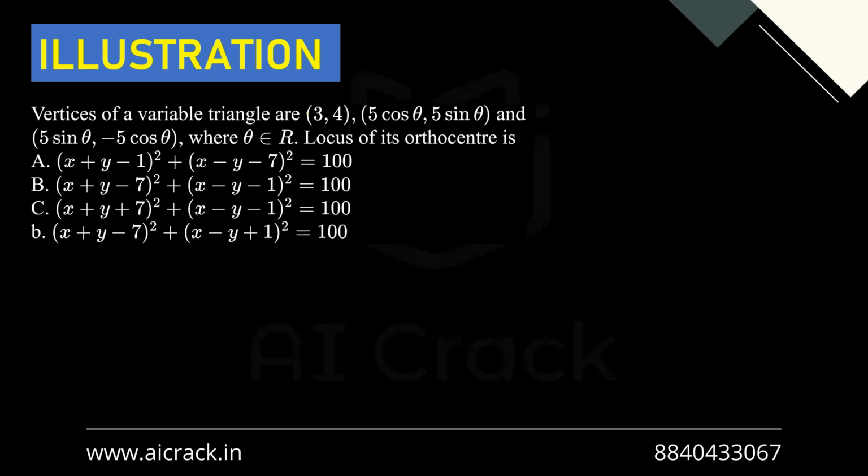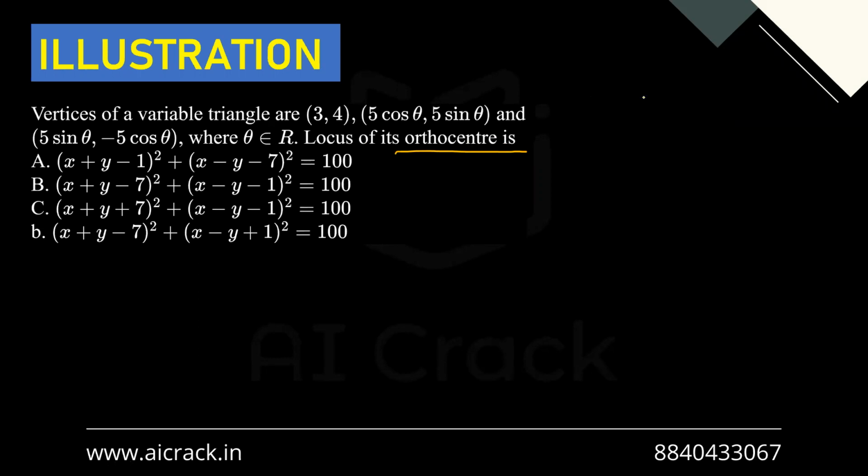The vertices of a variable triangle are (3, 4), (5 cos theta, 5 sin theta), and (5 sin theta, minus 5 cos theta), where theta belongs to the real numbers. Find the locus of its orthocenter. Now we don't really know any standard formula for the orthocenter, and even if there was one, it would have been very difficult to apply with the help of basic concepts.